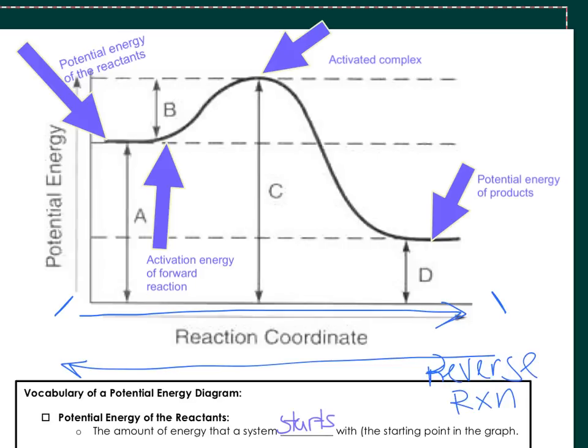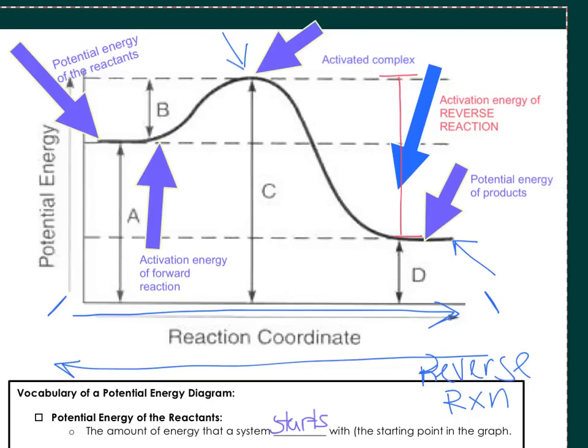And when I have a reverse reaction, that means that I'm going to start here and I'm going to go up to my activated complex. And so I actually have a different activation energy. I have an activation energy that starts down here and needs to get up here. So this distance from the point labeled D, going up to my activated complex, that's going to be my activation energy of the reverse reaction. So from here all the way up to here. All right, now please make sure you have that labeled.